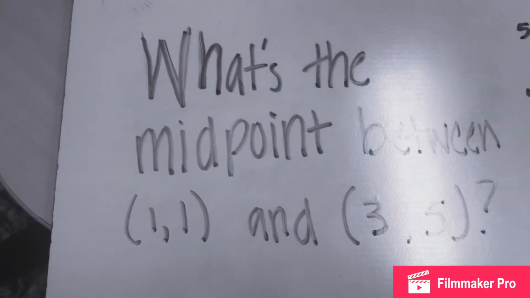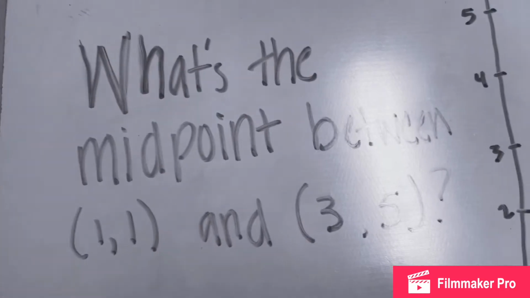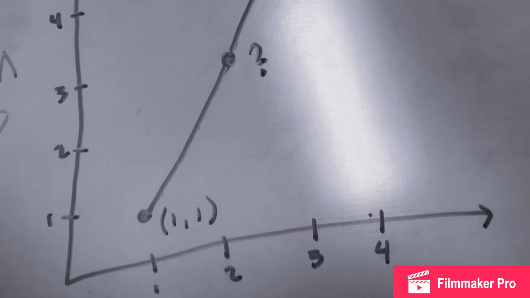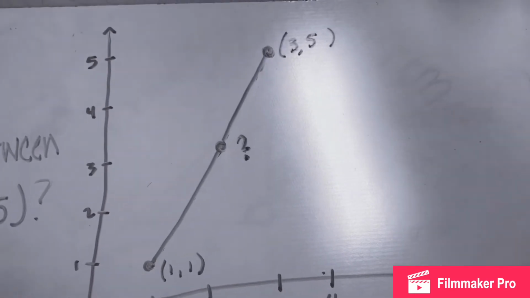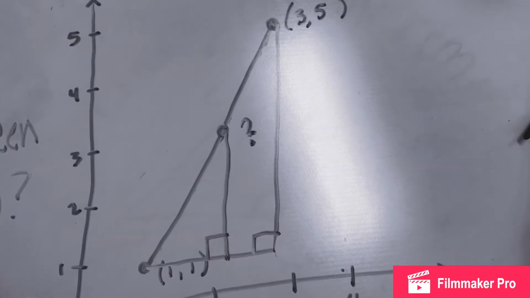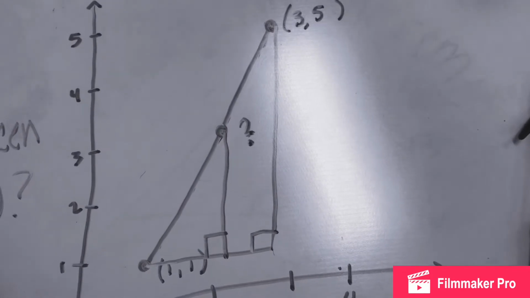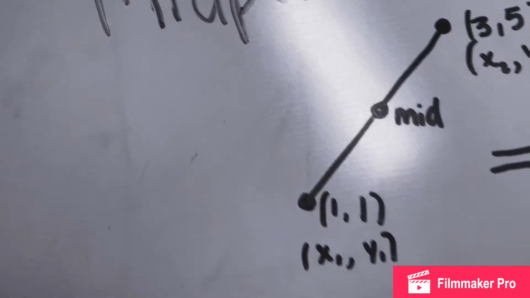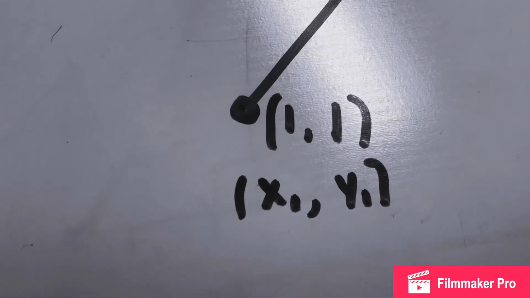What's the midpoint coordinate between the two coordinates 1, 1 and 3, 5? You can use the same knowledge as before and create a right triangle to represent the overall distance from the midpoint. Then, to solve, you want to find the distance. Once you have the distance between the 2 points, you want to divide that by 2.